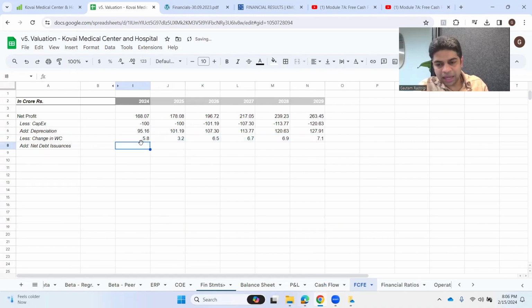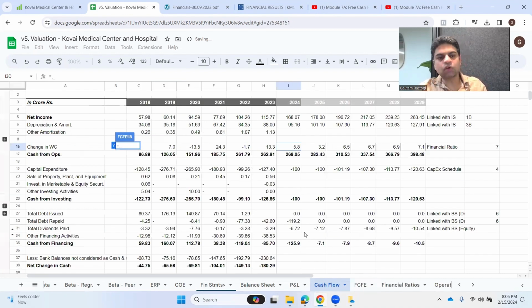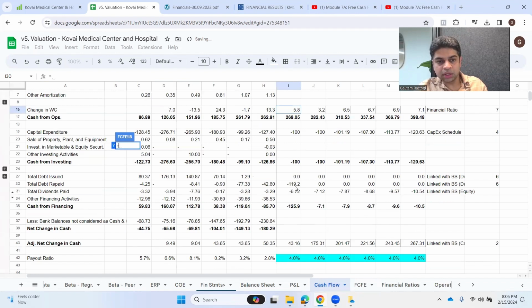Net debt issuances. Again, go to cash flow. We have this. So it would be this net total debt issued plus total debt repaid. These two items combined.